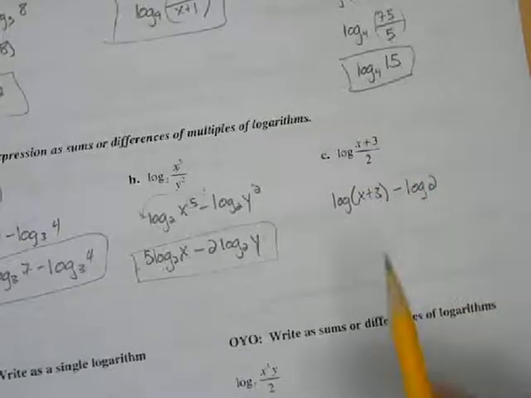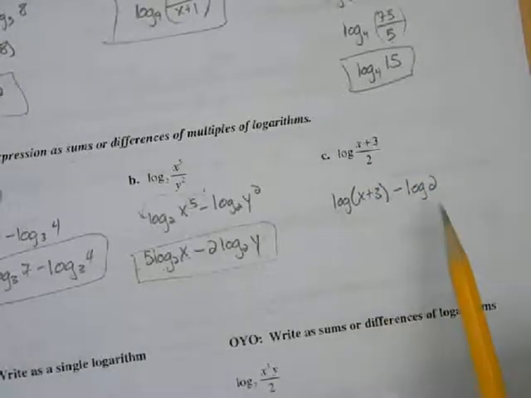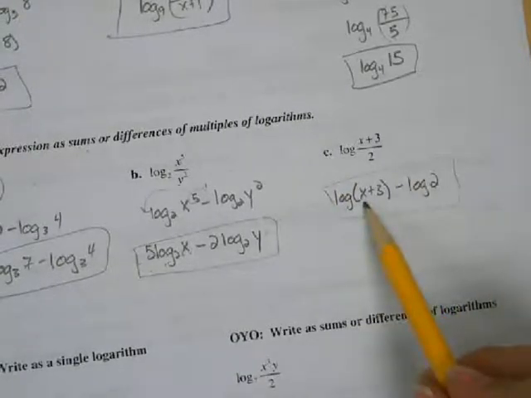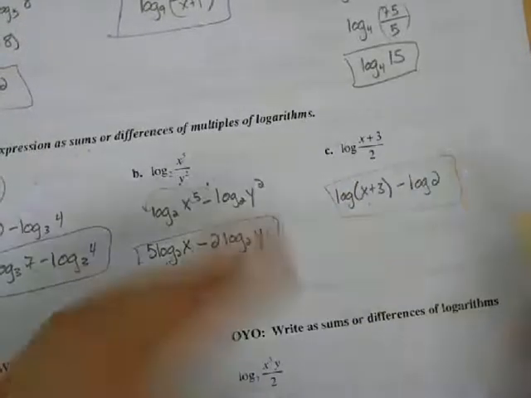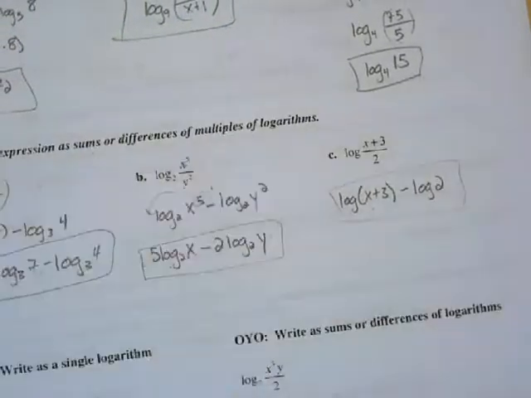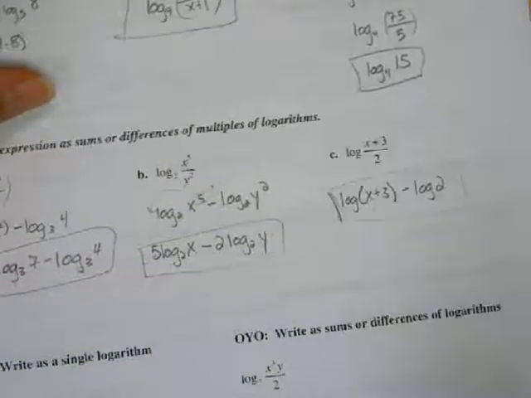So, log of x plus 3 minus log of 2. Now, that's the only thing that we can do. A lot of people want to split the x plus 3, but you can't. You can only do stuff with that if it's log of x plus the log of 3. And then I could multiply them if I was trying to put them back together. So that's a little different. So be careful with those.